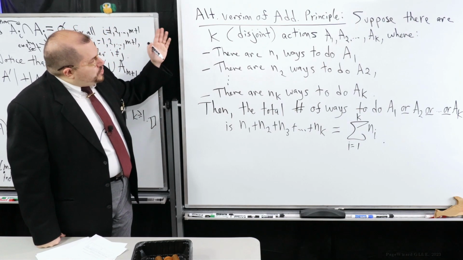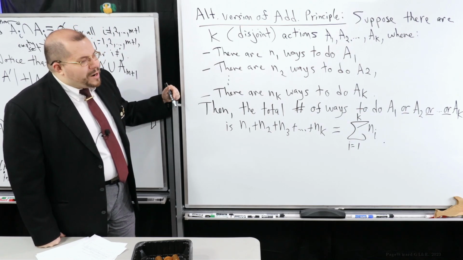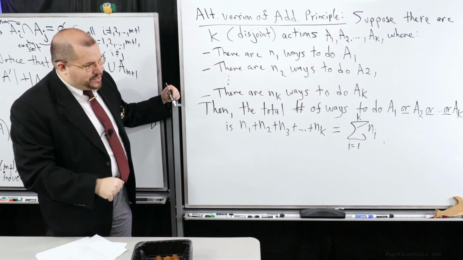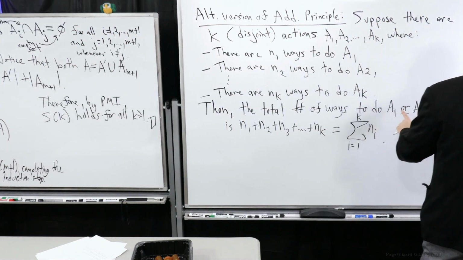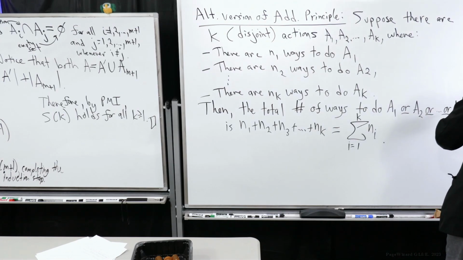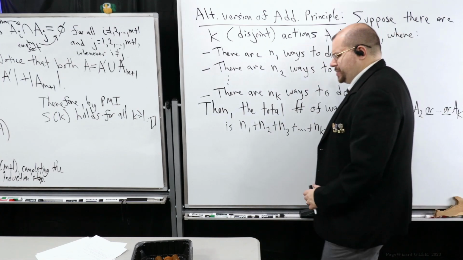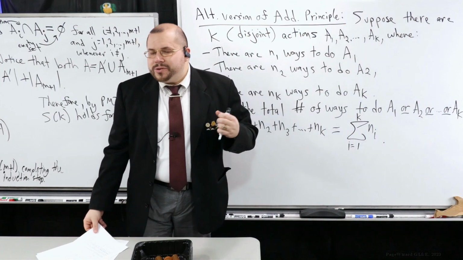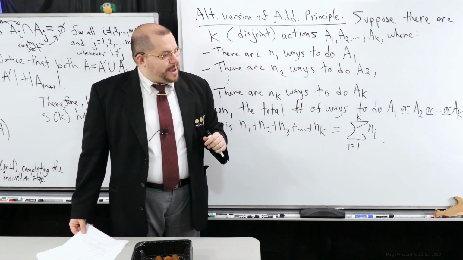It's just an alternative way of describing the same thing to you. Do you see that there's one very important detail about how this is formulated? It says the number of ways to do A1 or A2 or A3 or A4 or so on or AK. Notice there is an or here. So let me show you an example of how you might use an or like that.